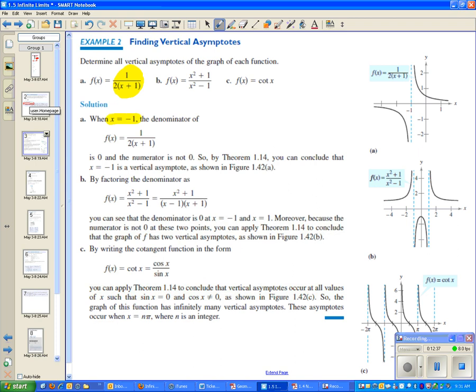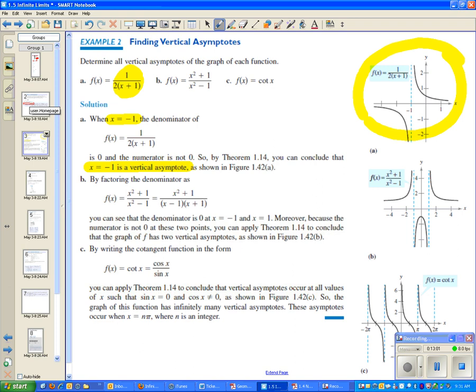And when x equals -1, the denominator is 0. So the theorem says that we can conclude that x equals -1 is a vertical asymptote. And if you graph it, let's see, that would be this one, you see that that's what you get. Okay? Then let's look at B.